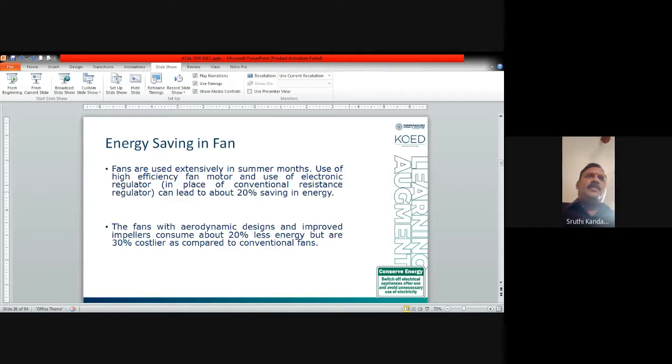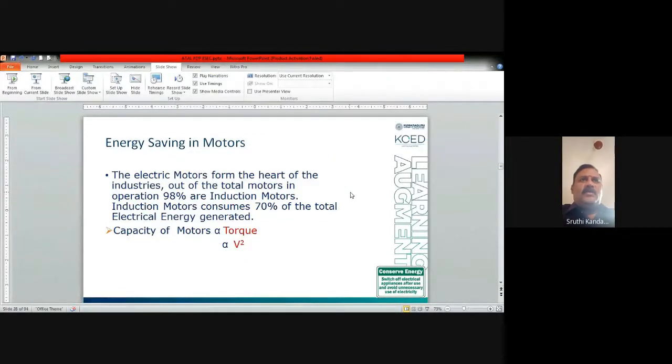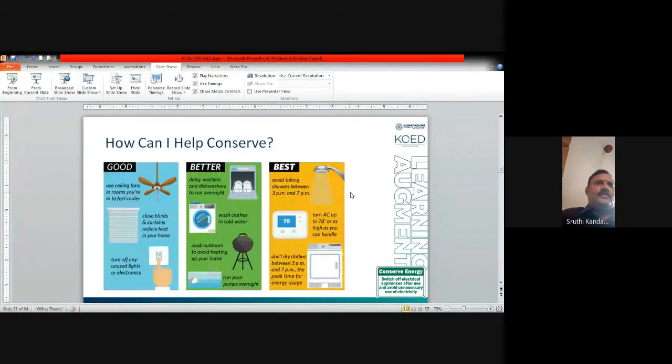The energy saving in a motor: we can have an oversized motor, rewound motors, improper voltage, less efficiency motor, idle running. So these are all the different problems. So how can we conserve power at home? These are all the electrical utilities we use in our home. One is a fan, switches, coolers. Then we have a dishwasher, washing machine. Then we can categorize them as good, better, and best. So the first one is using a ceiling fan in rooms when you.